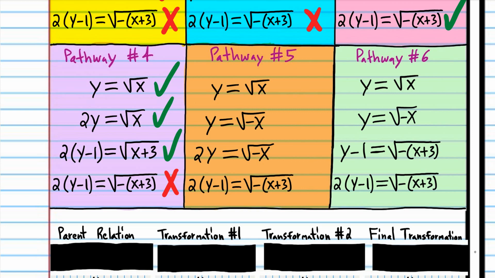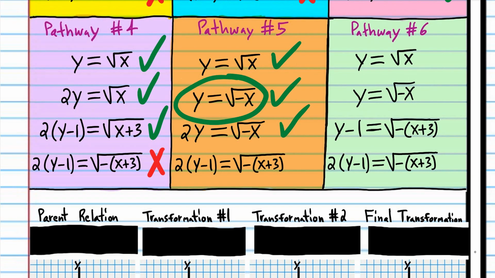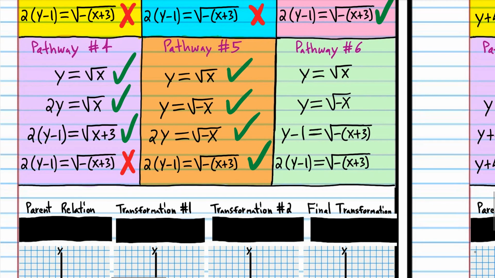Pathway number 5, we're going to start with the parent equation. We're going to replace x with negative x. That tells us to reflect across the y-axis. Then we're going to replace y with 2y. That tells us to divide all the y values of this equation by 2. And then we're going to replace y with y minus 1 and x with x plus 3. That tells us to move the graph up 1 unit and to the left 3 units, so that one works also. We can use the transformation properties without modifying expressions or doing 2 transformations in one step, and so on and so forth.